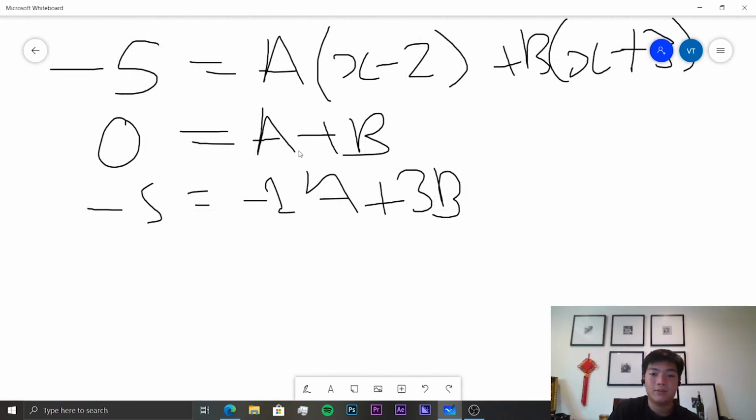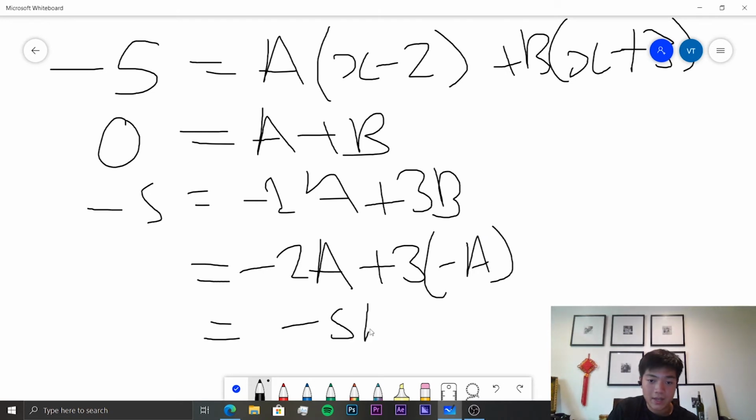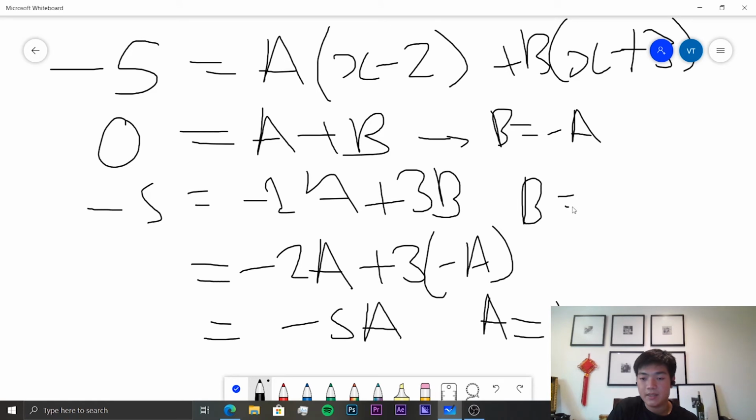So we know a is equal to negative b, and we know negative 5 is negative 2a plus 3b. So we'll substitute b as negative a. So it's negative 2a plus 3 times negative a. So it's equal to negative 5a. So we know a is equal to 1. And since we know from here that b is equal to negative a, b must be negative 1.